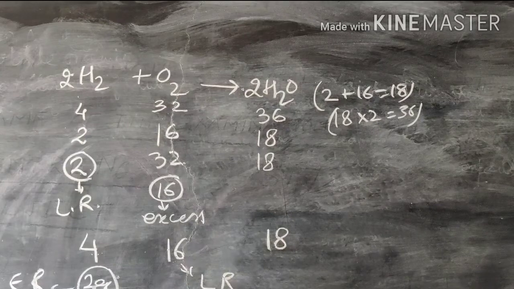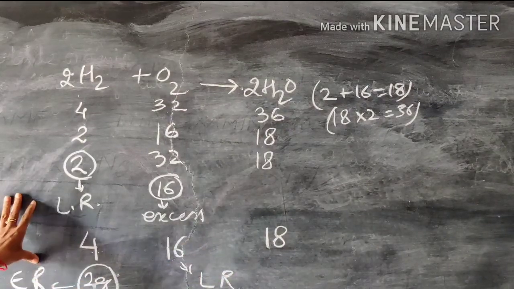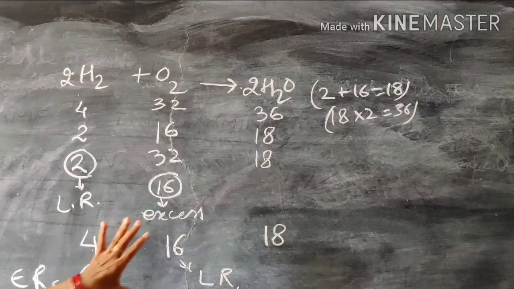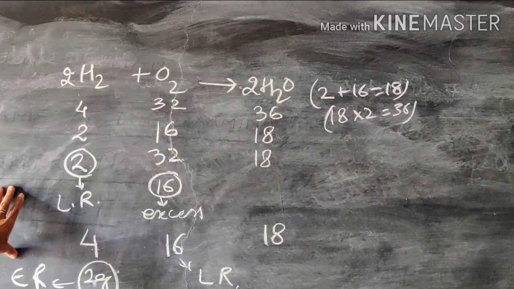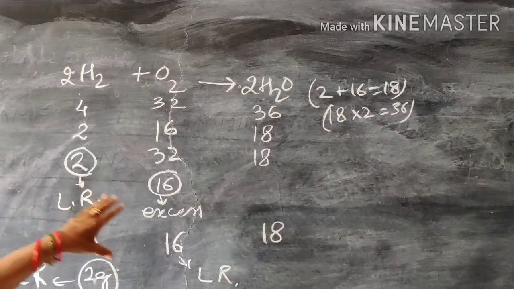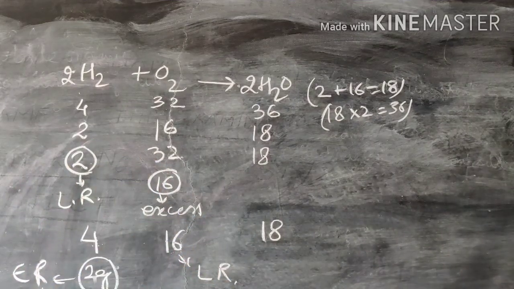So you can see the amount of water formed depends upon either the amount of hydrogen taken or the amount of oxygen taken. Now whichever is taken in the smaller amount is called the limiting reagent, and whichever remains after the reaction is called the excess reagent.